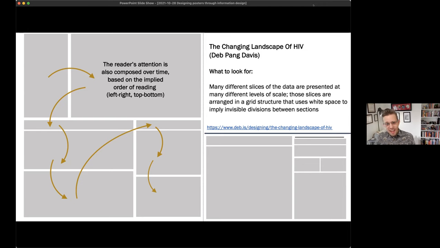And that sequencing of contents is a representation of how our reader's attention is not only composed over the spatial distribution of content on the page, but also composed over time. And that composition over time is created through this implied order of reading that we expect our reader to follow as they look at our infographic.